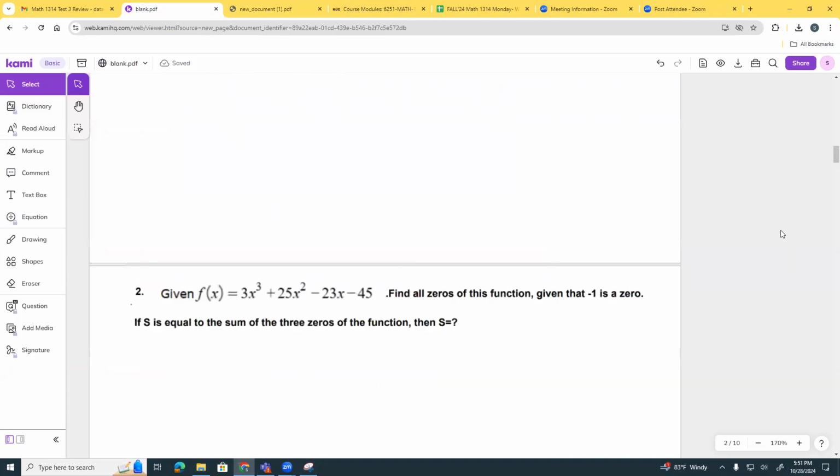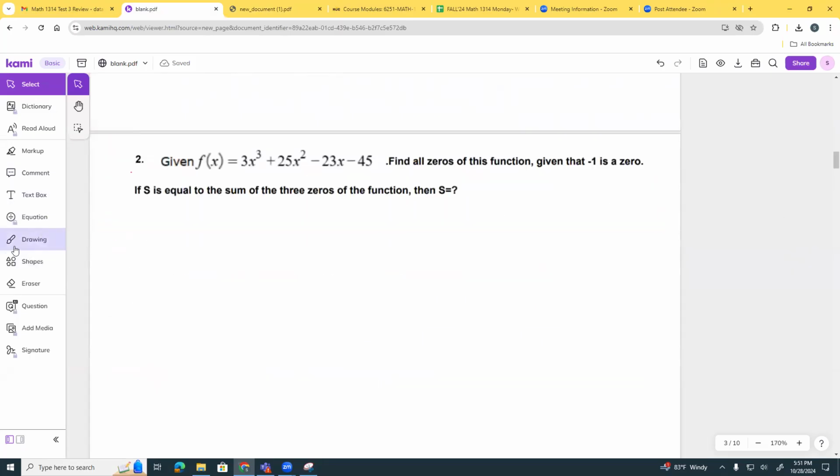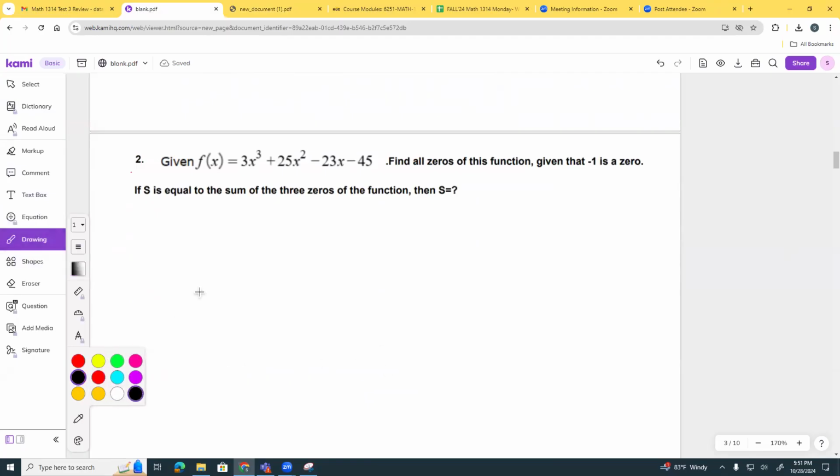Okay. So, given f of x is equal to 3x cubed plus 25x squared minus 23x minus 45, find all zeros of this function, given that -1 is a zero. If s is equal to the sum of the three zeros, then what is s? I wanted to keep the style of the question like this, even though it's not a homework question, because this is how HCC creates the final exam. On the final exam, they're going to give you this style all the time, so I wanted you to get used to it. So we have a polynomial function given, and they have a clue for us to use.